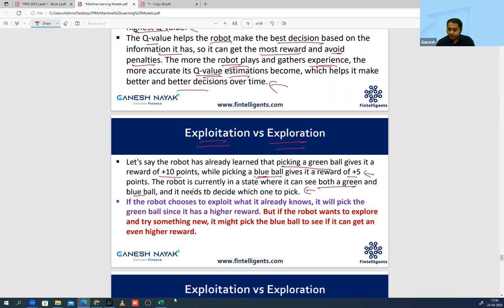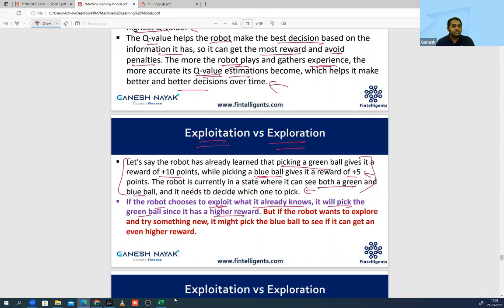Okay? Look at this. I'm rereading the line: if the green ball is selected it gives 10, if the blue ball is selected it gives 5. If the robot chooses to exploit what it already knows, this route will take me to the office, right? It will pick up the green ball because it has the higher value. Right?